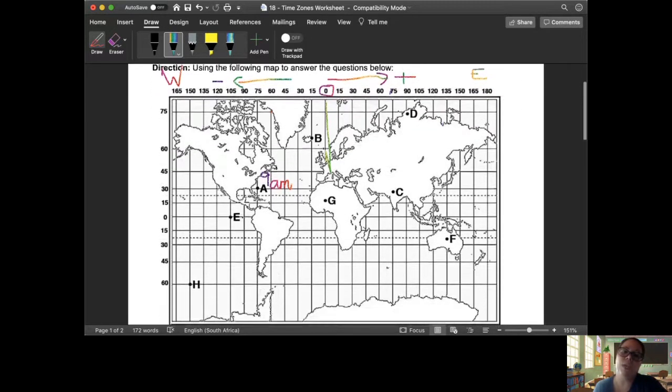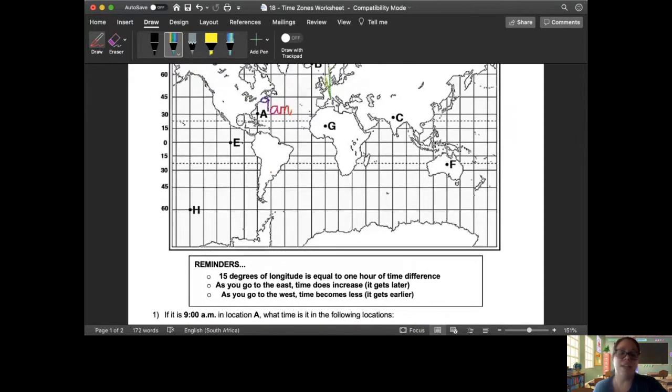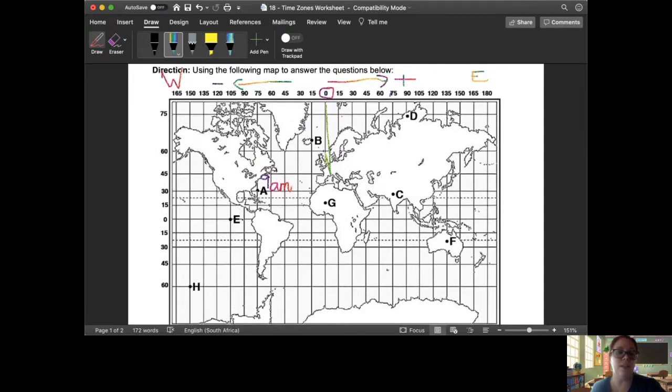So for number 1, it says, if it is 9 a.m. in location A, what time is it in the following locations? Okay, so 9 a.m. is over here, and it's on this line here. We can do a little dot so that we can see it more easily. Now if I have letters that go on the left of A, so if I'm going west, I'm going to minus an hour each time I cross a line. If, however, the letters are on the right, on the east, then I'm going to add an hour every time I cross one of these lines.